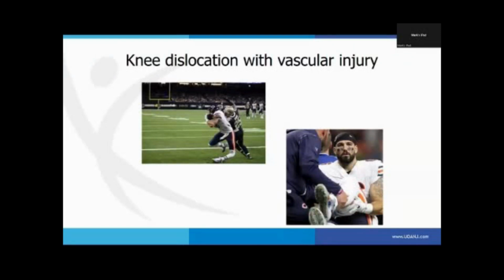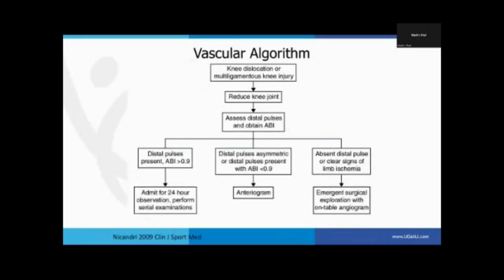Certainly Zach Miller had that. He had a vascular injury with this knee dislocation. He had an emergent revascularization. It ended his career. He had a nerve injury as well. From what I gather, he's still wearing an AFO, but he gets around pretty well. He's in a country rock band now.